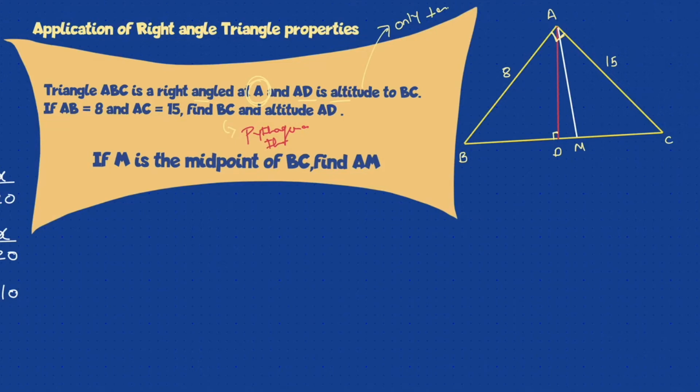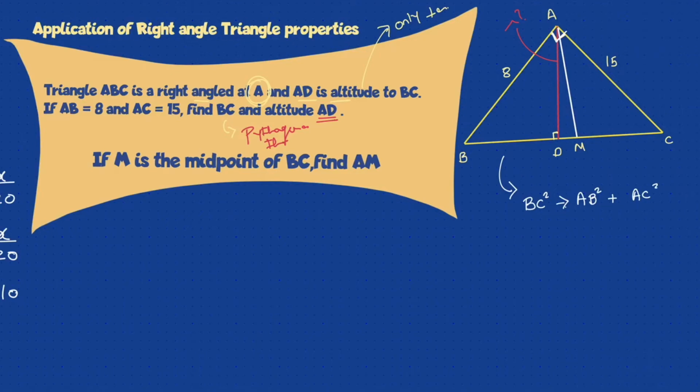AB is given to be 8, AC is given to be 15. I know that. BC, find out BC. So if two sides are given, I know how to find out the third side, Pythagoras theorem, and the altitude AD. Okay, so how will I start with this? First I'll start by finding BC, because I know one side is 8, other side is 15.